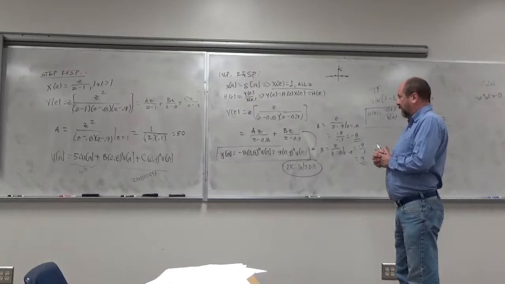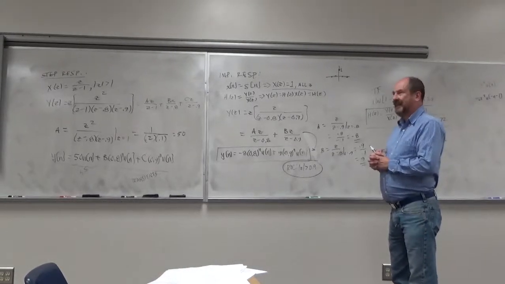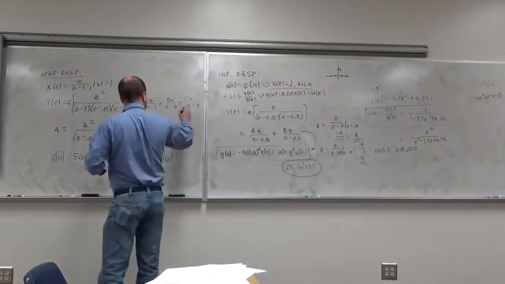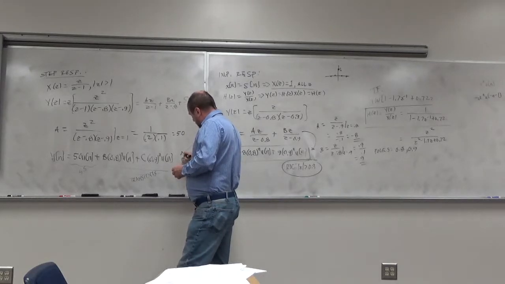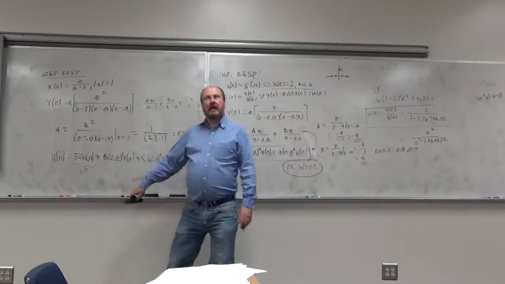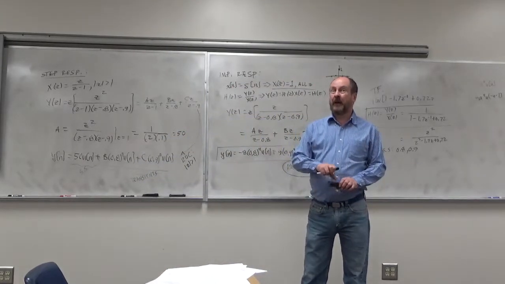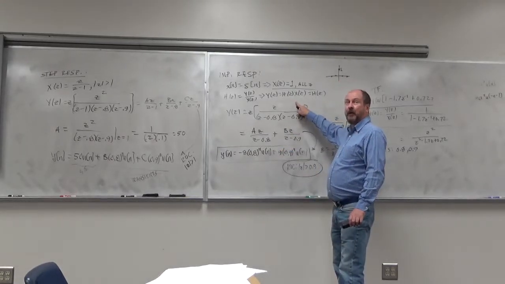Okay, so I did it again. I went from this expression down to here, and I assumed that the ROC was magnitude of Z greater than 1, without even saying it. Did I assume that? Could I have chosen anything else? Could I have chosen anything over here? I could have.